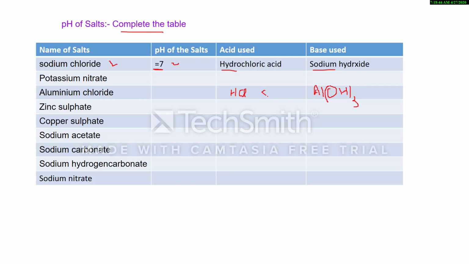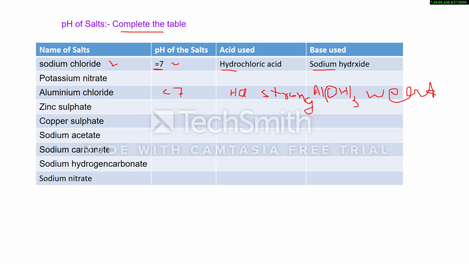Now what will be the pH of this aluminum chloride? This acid is strong, and aluminium hydroxide is weak. Then net result is its aqueous solution is acidic in nature. That's why its pH is less than 7.